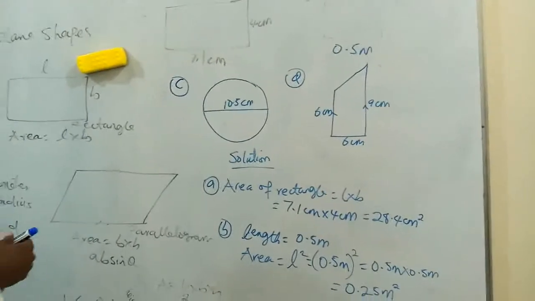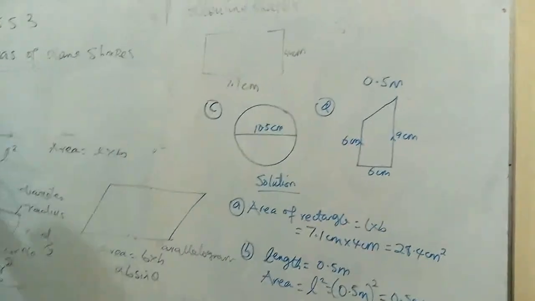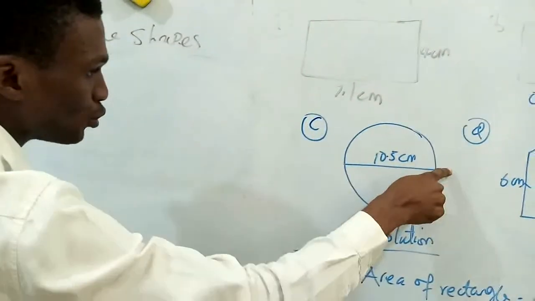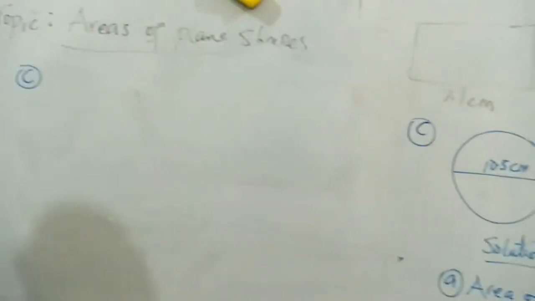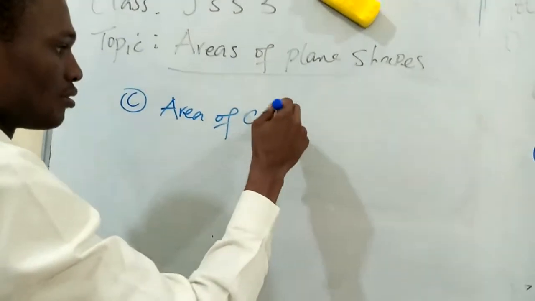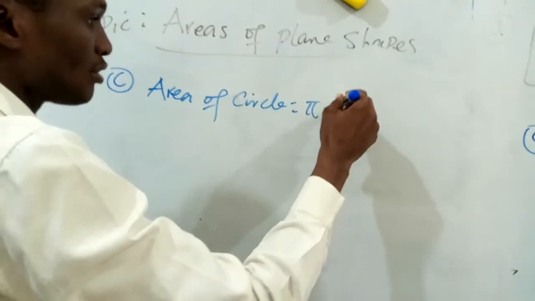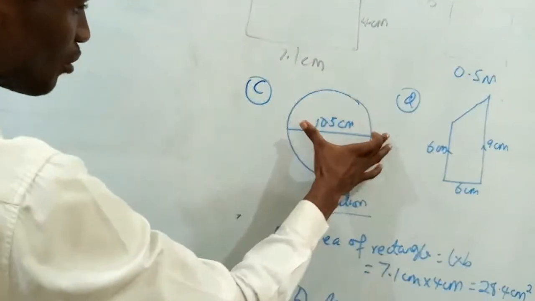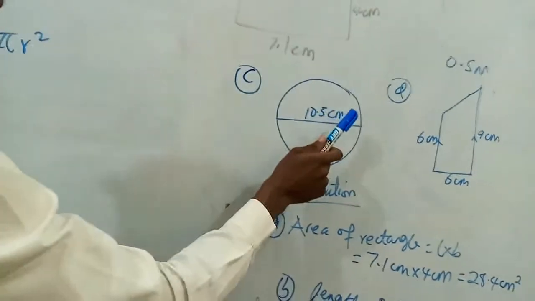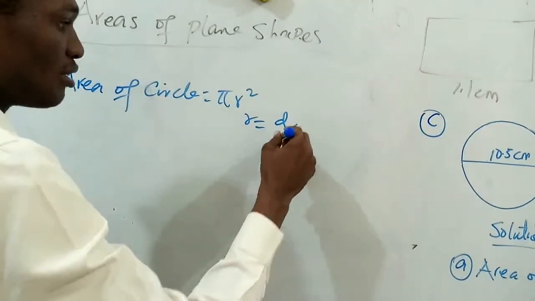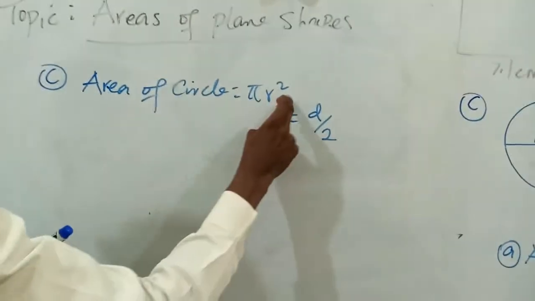The next we have a circle. Any straight line that divides a circle into 2 equal parts is called the diameter. The area of a circle is given as pi r squared. Now, this straight line that divides the circle is the diameter. We have a diameter of 10.5 cm. Our radius is the diameter over 2. 2 radii give us our diameter, and our radius is diameter over 2.